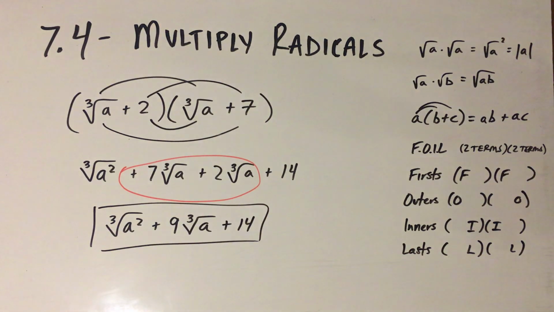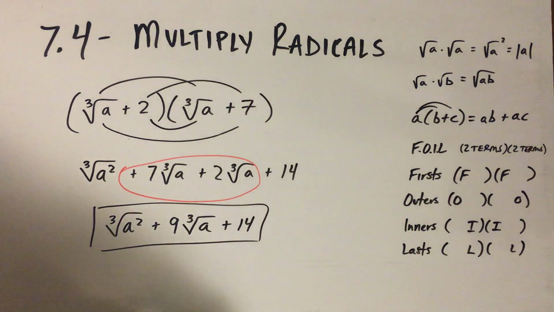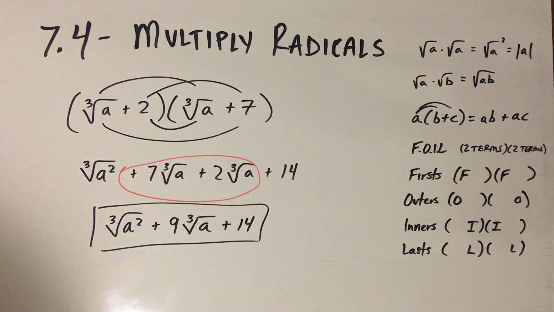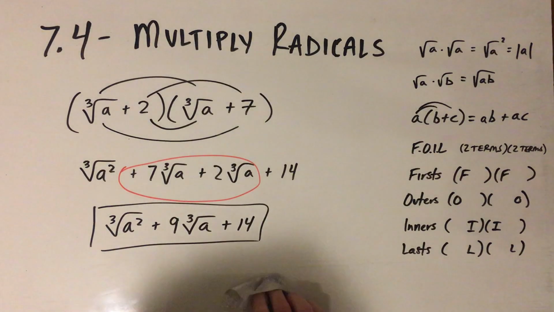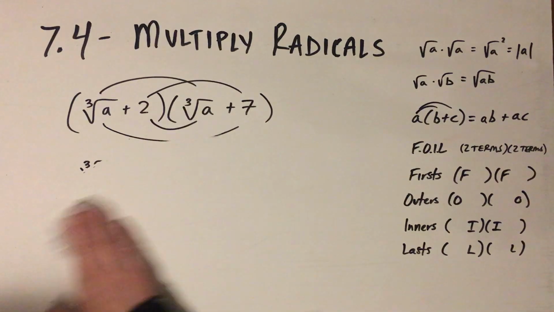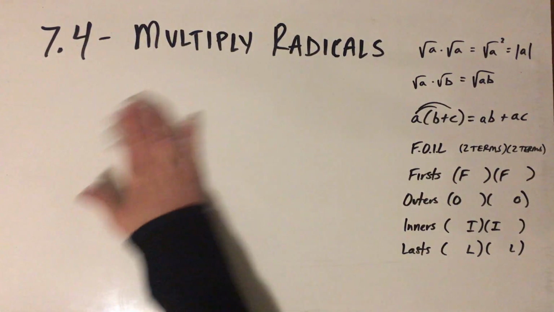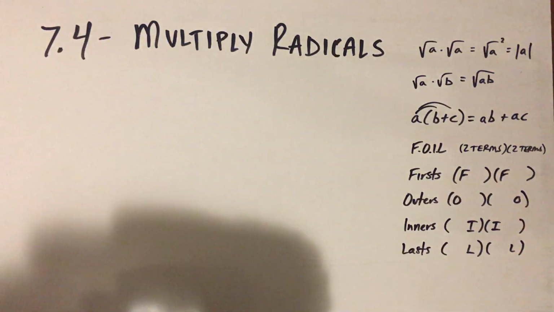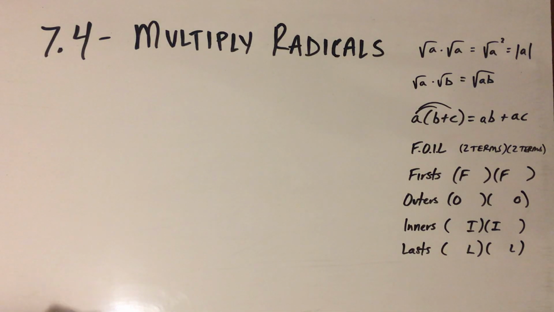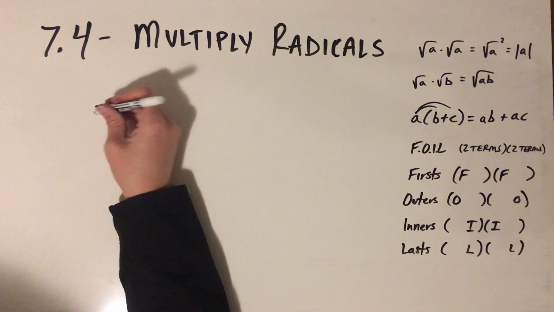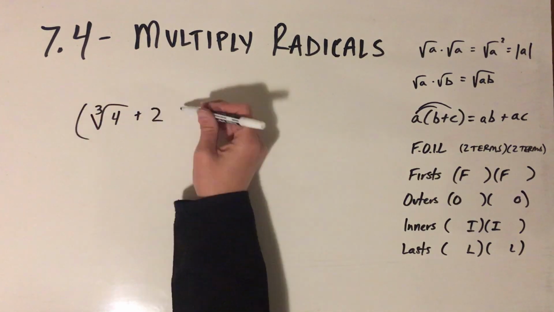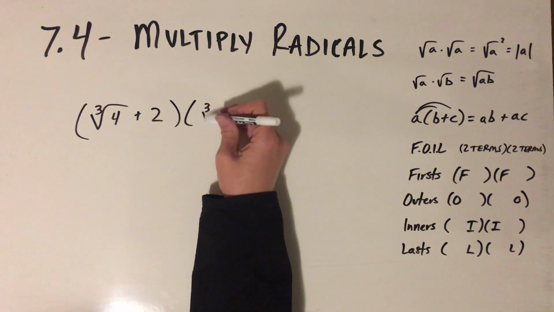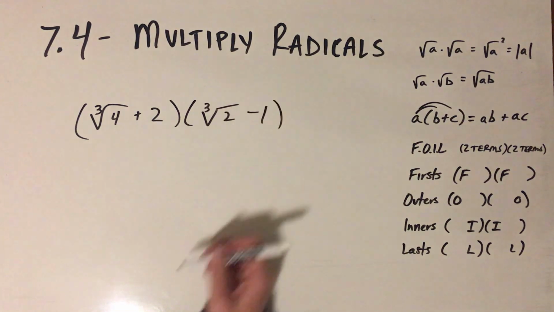So this would be our final answer here. We want to look at a few more situations where we have special products. Let's try the cubed root of 4 plus 2 times the cubed root of 2 minus 1.